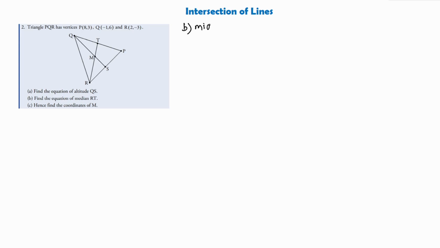So let's work out the midpoint of PQ, which we're actually calling the coordinate T. So this is going to equal x2 plus x1 divided by 2 because it's halfway, comma y2 plus y1 divided by 2, which in our case is the x coordinates and the y coordinates of PQ. So for P, our x coordinate is 8 and our x coordinate of Q is -1. Dividing that by 2, and we'll do the same with the y coordinates. The y coordinate of P is 3 and the y coordinate of Q is 6.